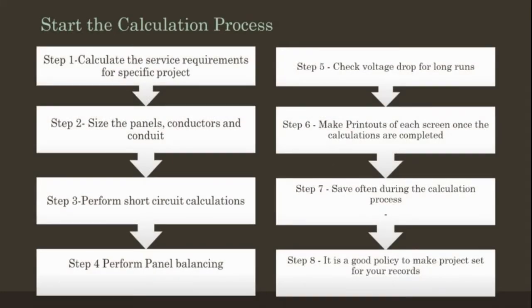Let's start the calculation process. Step 1, calculate the service requirements for the specific project. Step 2, size the panels, conductors, and conduits. Step 3, perform short circuit calculations. Step 4, perform balancing. Step 5, check the voltage drop for long runs. Step 6, make printouts of each screen once calculations are completed. Save often during the calculation process. It is a good policy to make a project set to save for your records.